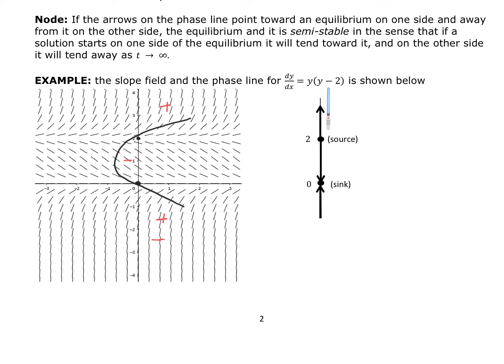I can also do this by plotting slopes along the y-axis to get an idea of what it looks like. Now you can see that this is positive and this is negative. My slopes are pointing toward it, so it's a sink, which means it is stable. And these slopes are pointing away, so it's a source, which means it is unstable.